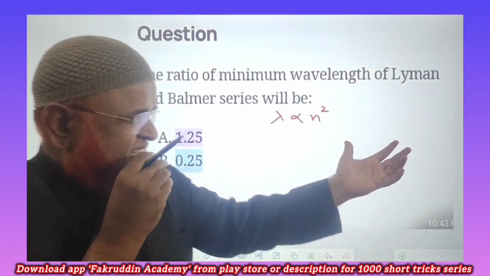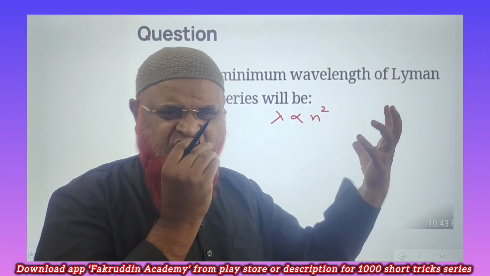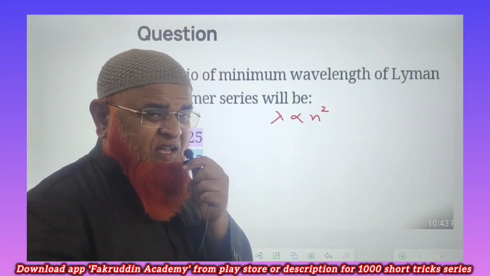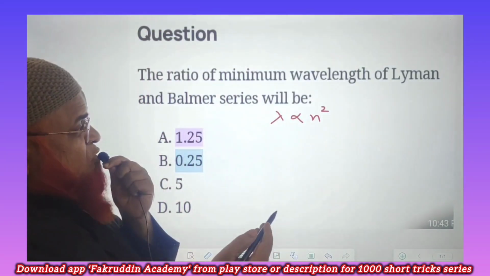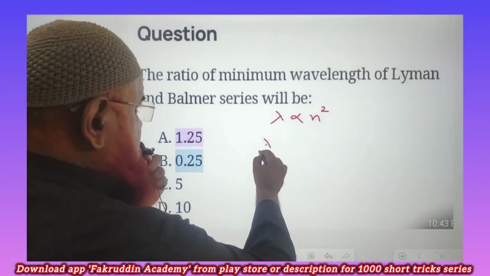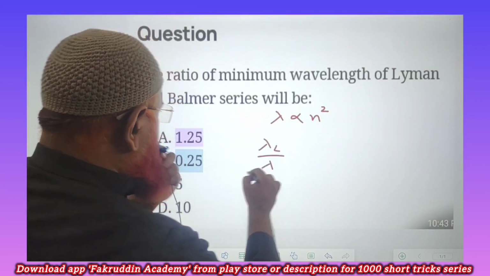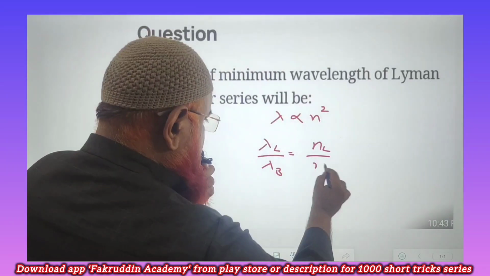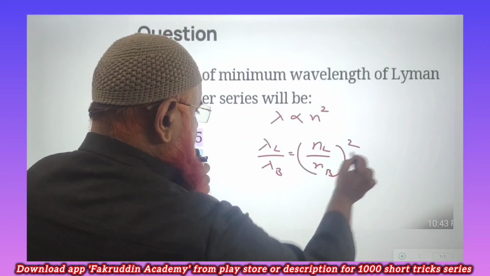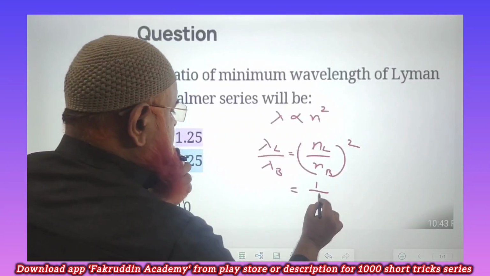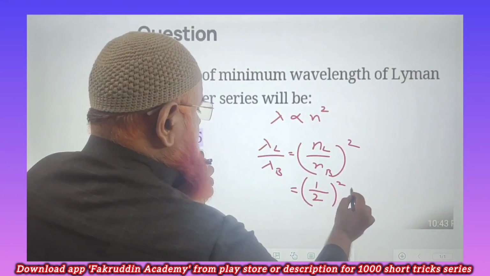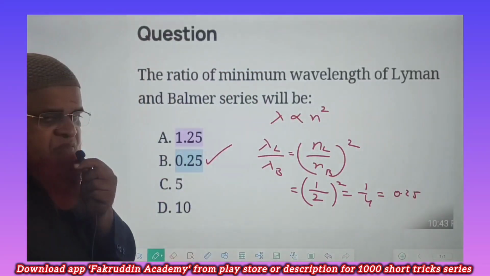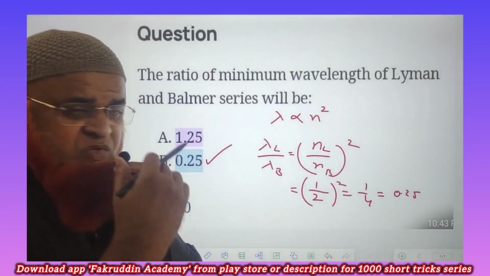Students, see the lengthy methods given in the books. This is not at all necessary. I've got a simple shortcut for you. That is, wavelength is directly proportional to the square of the principal quantum number. You can just see the wavelength of the Lyman series to that of the Balmer series is the principal quantum number of Lyman by the principal quantum number of Balmer, whole square. So Lyman is 1, Balmer is 2, which is whole square 1 by 4, which is 0.25. This is your simple shortcut instead of using these lengthy methods.